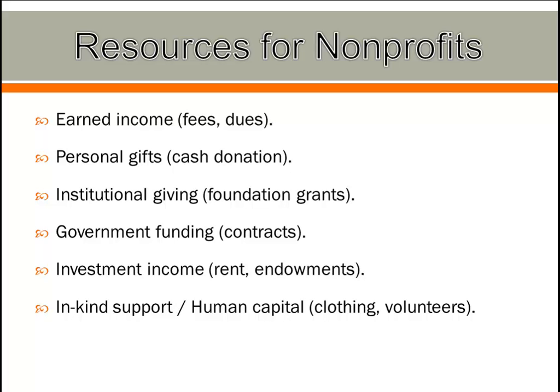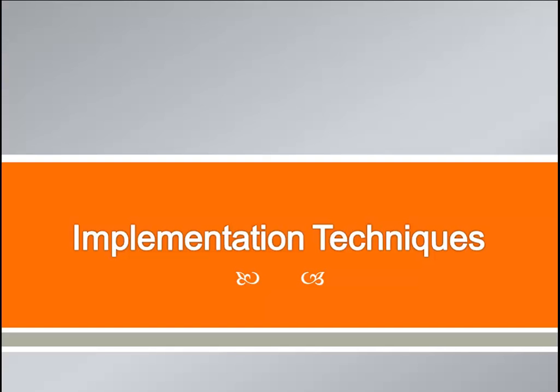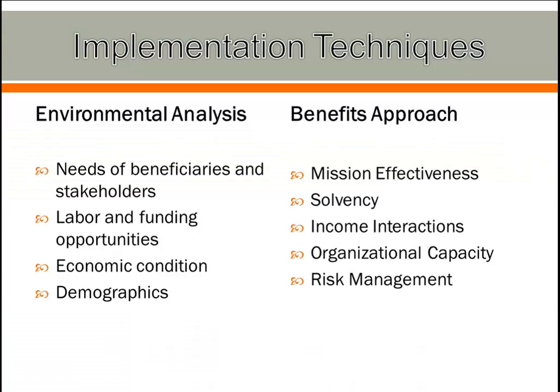From a national average, program fees, or the earned income, is roughly 50% of nonprofit revenues. Government funding constitutes about 30%, and the remaining 20% is divided up between charitable donations and investments, in-kind gifts, etc. Here are some implementation techniques. There are several, but these two I felt were pretty important. You have your environmental analysis, and then you have your benefits approach.